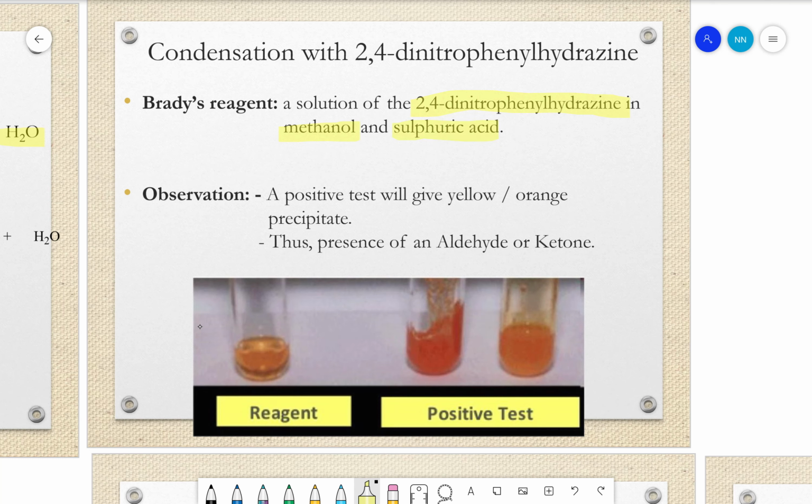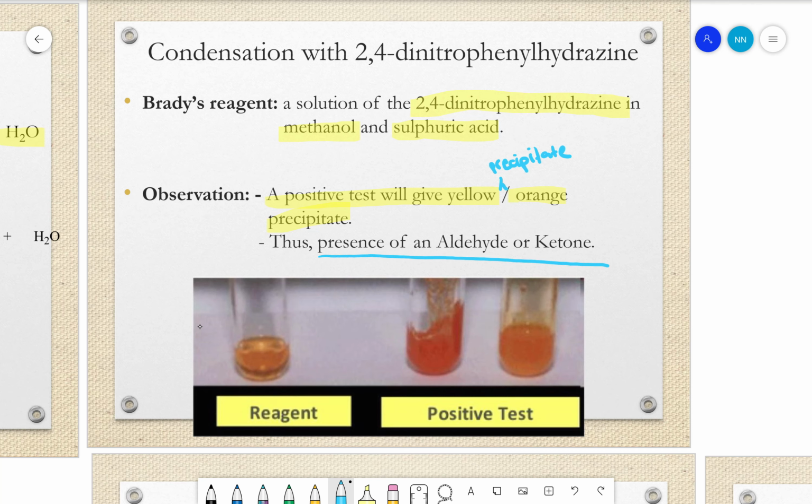We usually use this to identify the presence of a carbonyl compound as a whole. The observation that you'll usually get for a positive test is a yellow precipitate or an orange precipitate. You can choose either one when answering an exam. If it's a positive test, there is a presence of an aldehyde or a ketone.